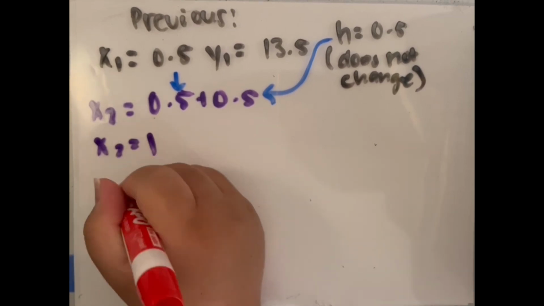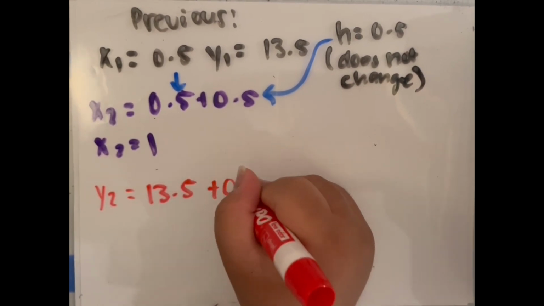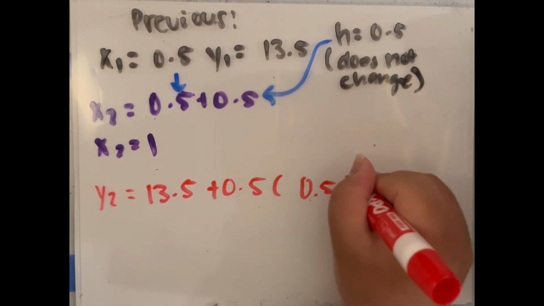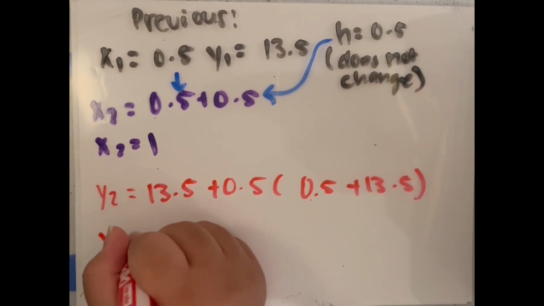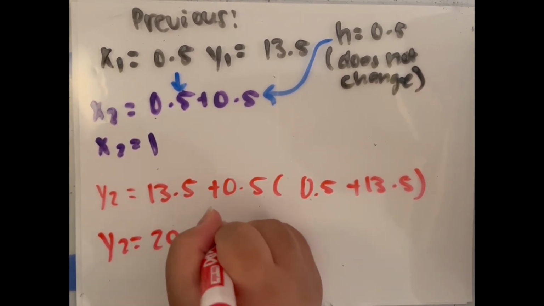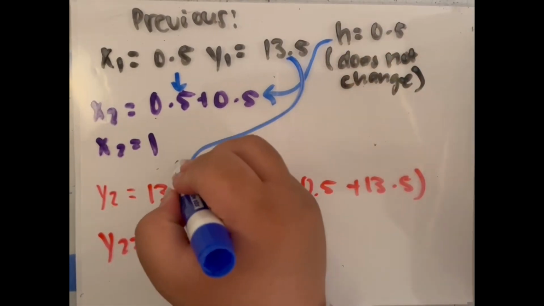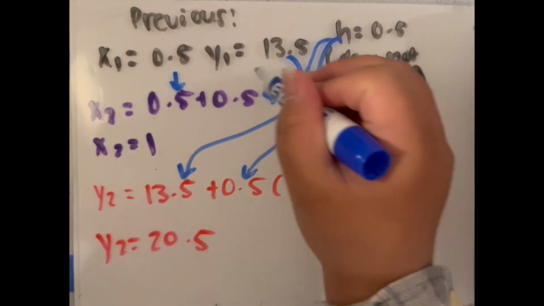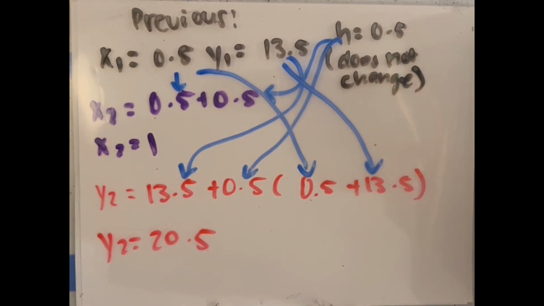Again, similar to part 1, we get y sub 2 by taking 13.5 plus 0.5 multiplied by the sum of 0.5 plus 13.5. This gives us a value of y sub 2 as 20.5. We get 13.5 from y sub 1, then 0.5 from h, then 0.5 from our x sub 1, and the 13.5 from our y sub 1. This makes y sub 2 20.5.